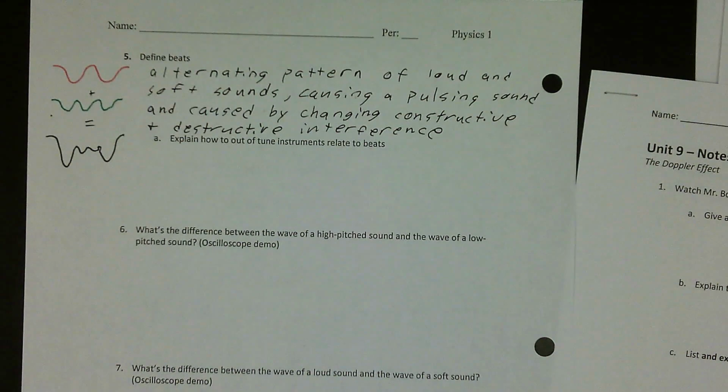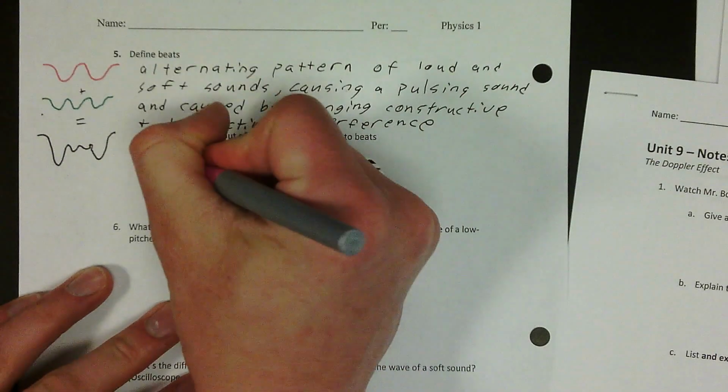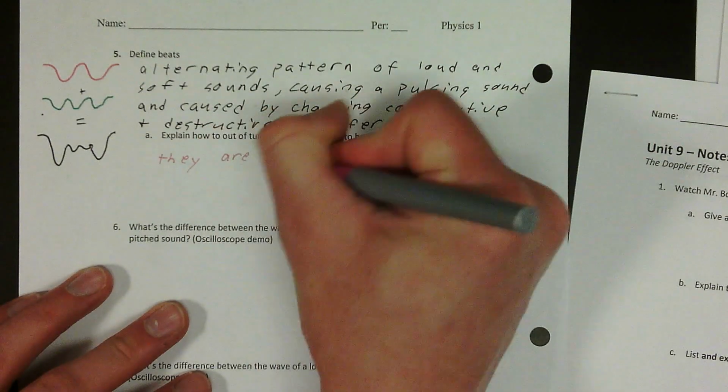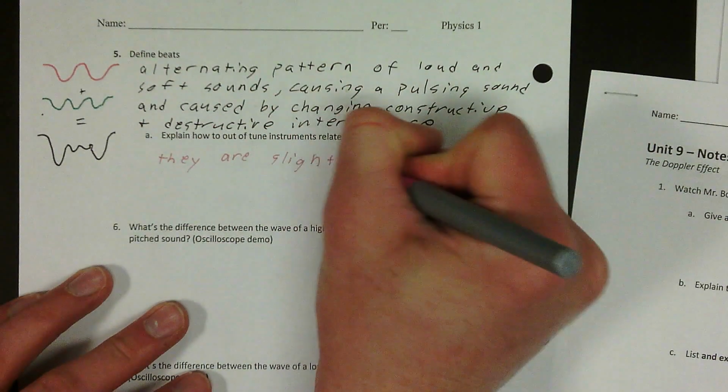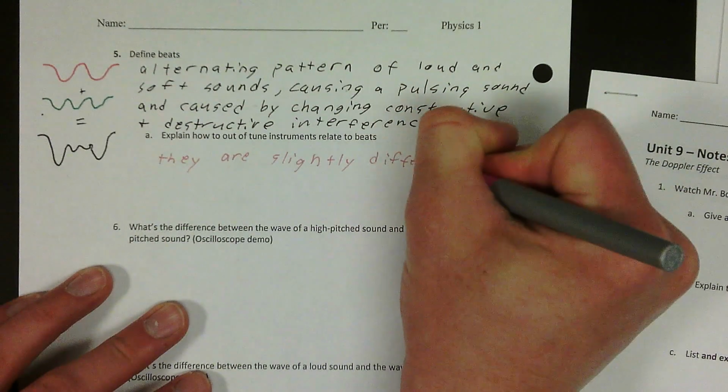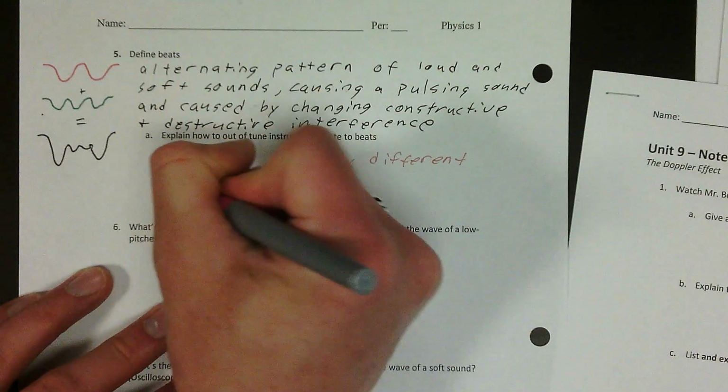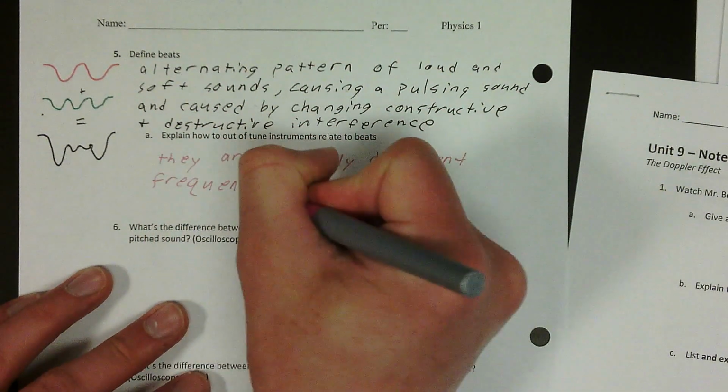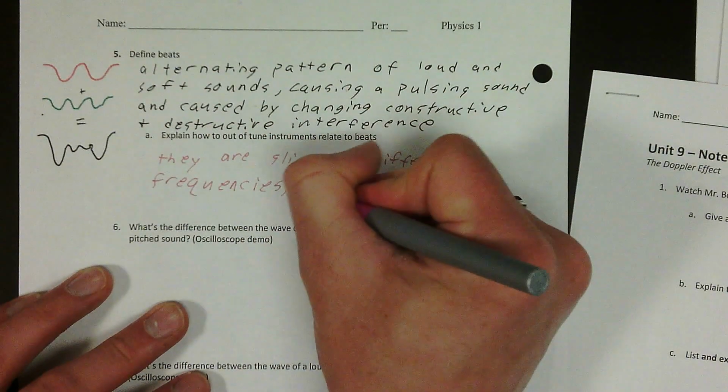The idea is they're close, but they're not the same. And so because they're not the same, sometimes they're constructive and sometimes they're destructive. Okay? And that creates kind of this different pattern between it. Okay? So how do out-of-tune instruments relate to beats? So with out-of-tune instruments, they are slightly different frequencies. So they cause beats.